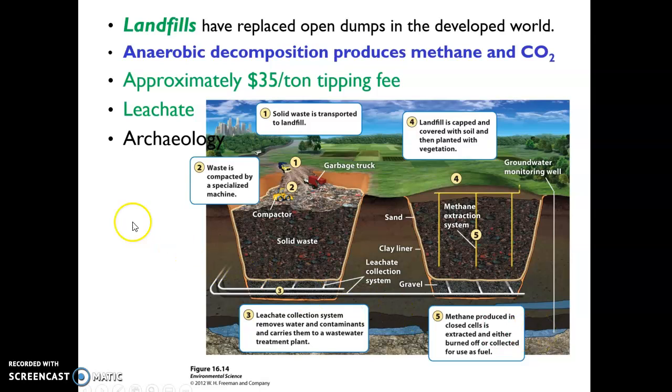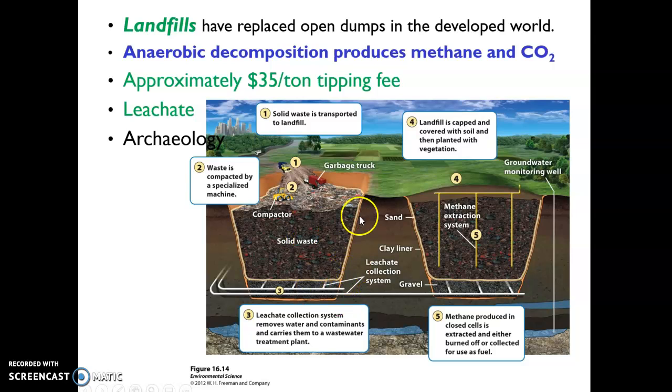So why do we use landfills instead of some of the other technology that we'll look at in a minute? Well, it's really inexpensive comparatively, about $35 a ton for a tipping fee. That means the fee for tipping the dump truck with the trash into the dump. That's about half what it will cost for taking your trash to a trash-to-energy plant. The leachate, again, I think I've already described that.